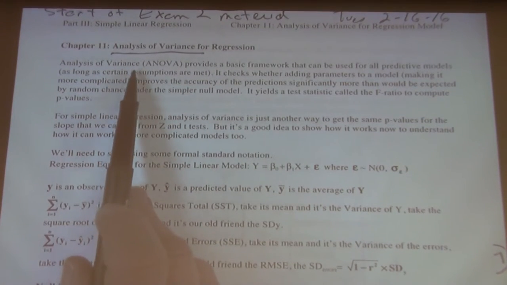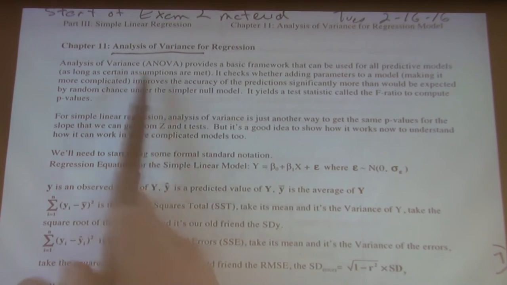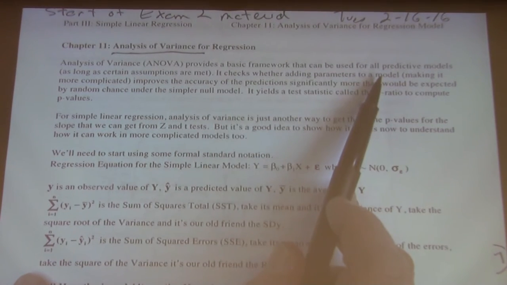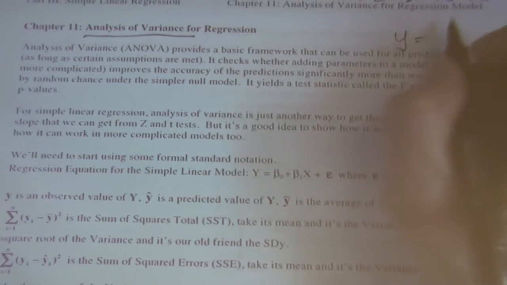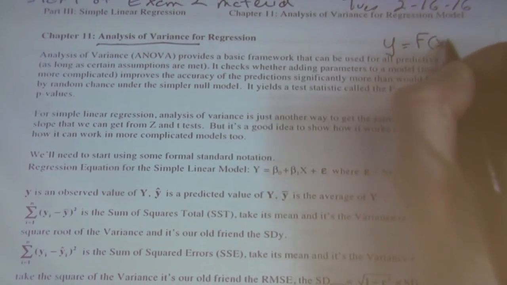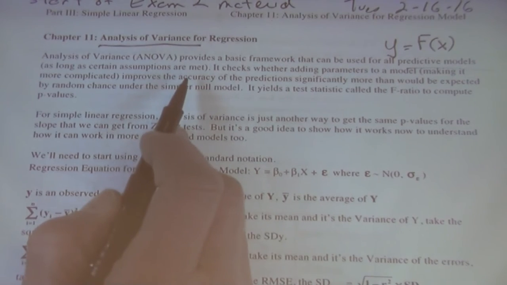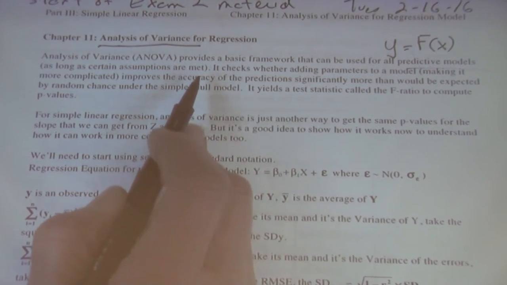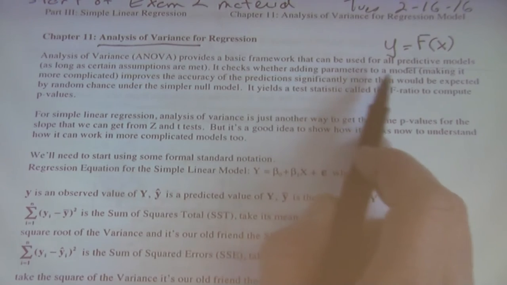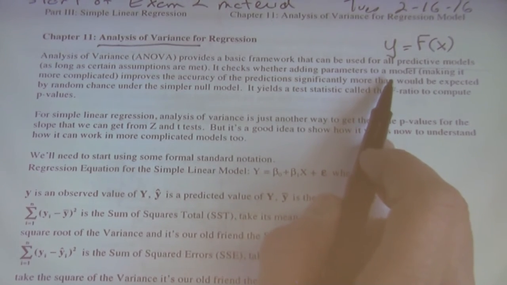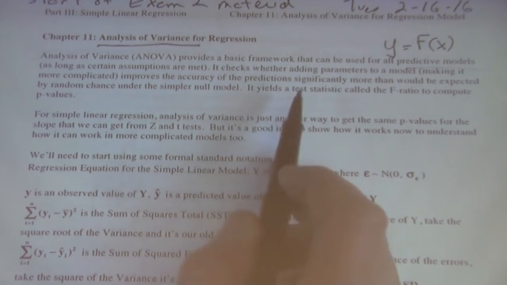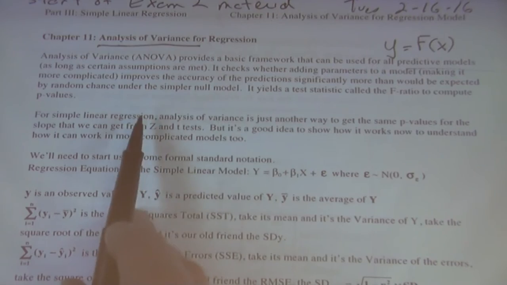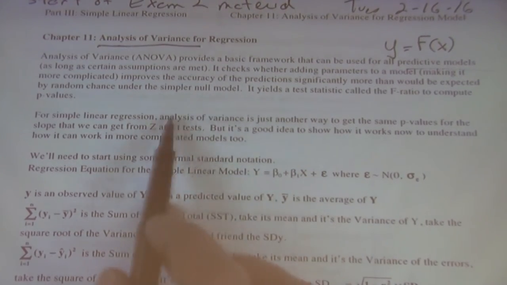So analysis of variance provides this basic framework. It can be used for all predictive models. All right, when you're predicting y from some function of x. Okay, that's what I mean by that. As long as certain assumptions are met, which we'll talk about in a minute. It checks whether adding parameters to a model, by making it more complicated, improves the accuracy of your predictions significantly more than would be expected by random chance under the simpler null model.